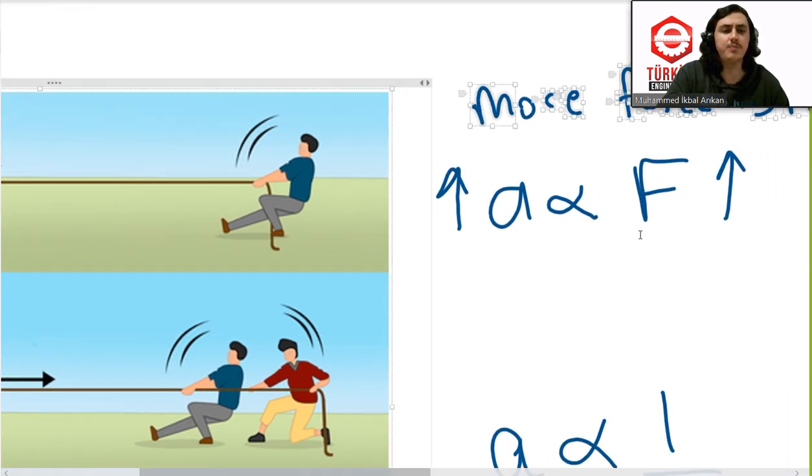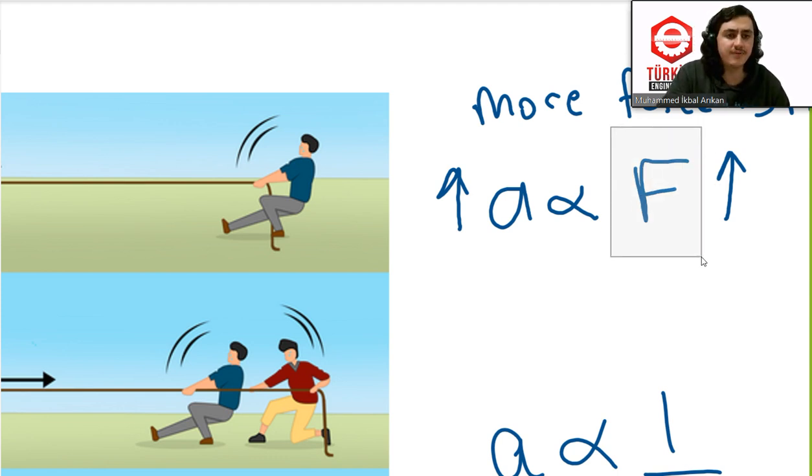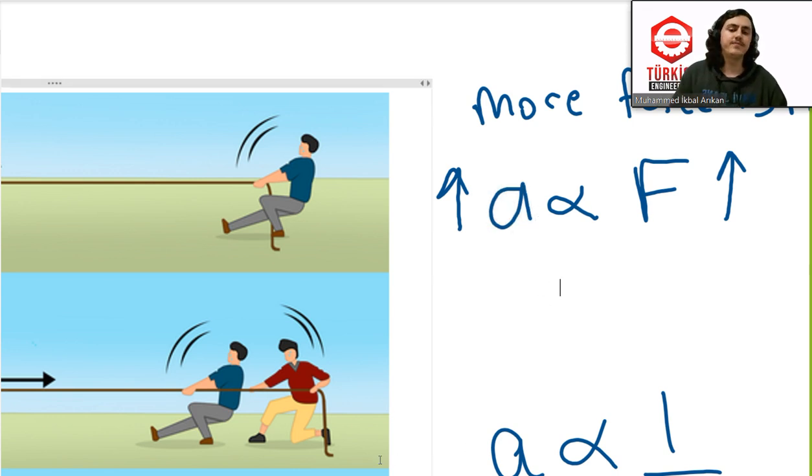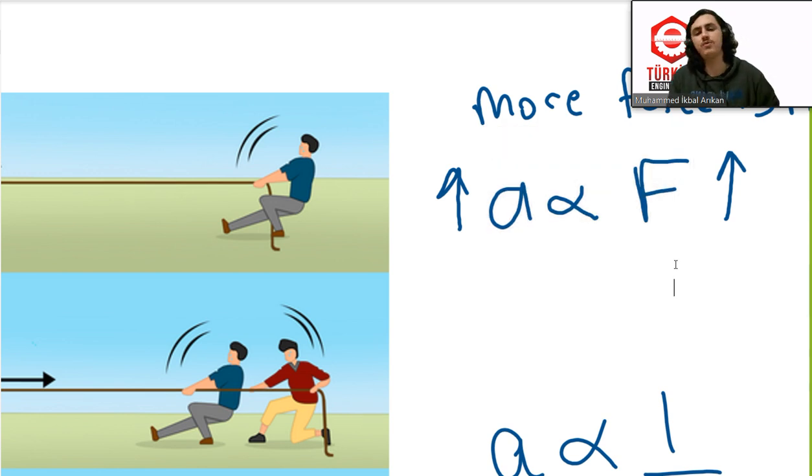Acceleration will be directly proportional to the F itself, not the F squared and not the F of 2, not the F to the 3. It's just F, because they are directly proportional at the same rate. So you can put a equals F, but if you don't have any other factor, the formula will be just a equals F. More F will give you more a.